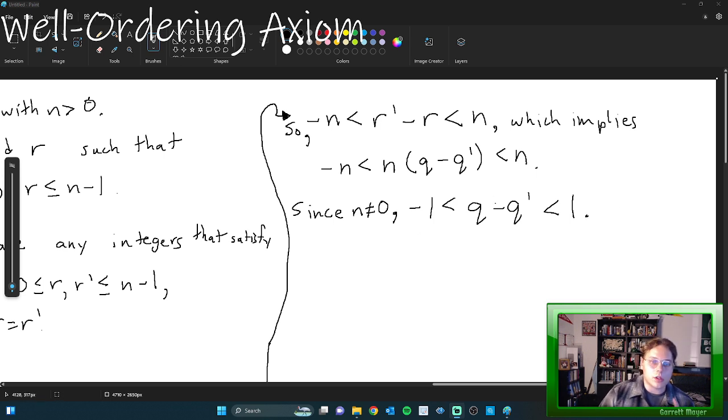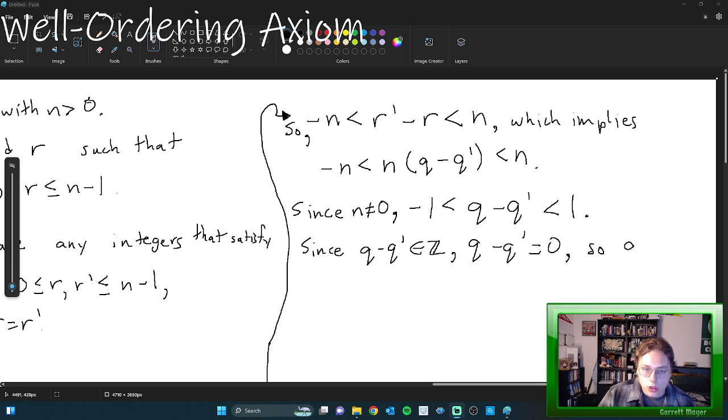But remember, q and q prime are both integers, so the difference between them is also an integer. Now, what integers are strictly greater than -1, but strictly less than 1? -1 and 1 are not allowed. The only integer that satisfies this is 0. So since q minus q prime is an integer, it must equal 0, so q equals q prime, which shows that q is unique in the division algorithm.